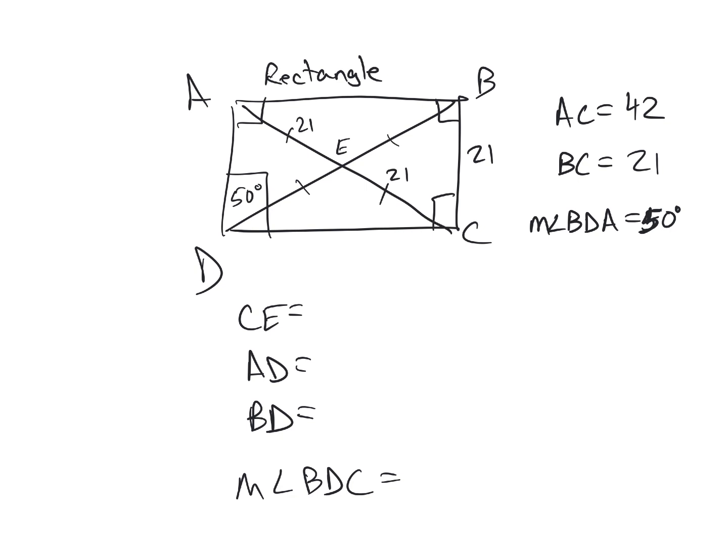Okay, so now CE, 21. AD, opposite sides are congruent, 21. BD, the downward diagonal and the upward diagonal are the exact same, so that's 42. And angle BDC, if that's 90 degrees, then x must be 40. Who got all 4 of those correct? Okay.